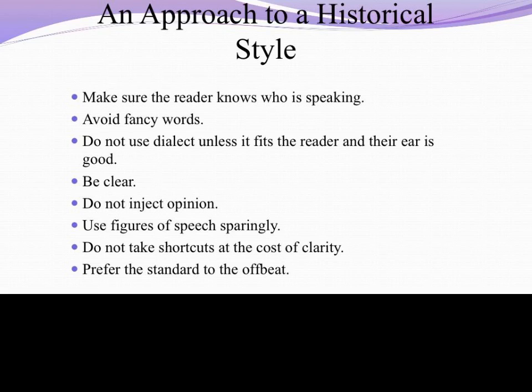Like I said earlier in class, I know we want to omit useless or needless words, but at the same time, if doing so is going to cost you your clarity and the message that you're trying to get across, don't take that shortcut. Prefer the standard to the offbeat. Hopefully you guys understand what this means. Generally follow the rules. Don't get silly with your writing.